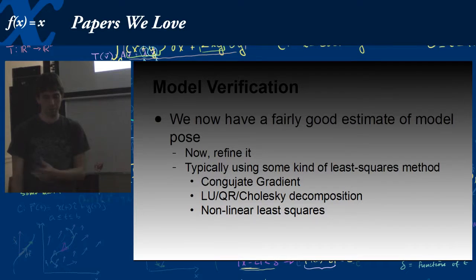So in our next step, once we have an estimate, we can refine it using your favorite refining method, some kind of a least squares optimization, conjugate gradient. You can use some kind of decomposition of a matrix. You can use nonlinear solvers to do this. There are many different ways of doing this kind of model optimization once you have a decent guess. And this is the expensive part of trying to find it, but we only do that a small number of times compared to everything else we did in the algorithm for matching it.